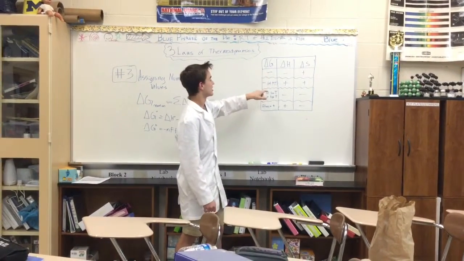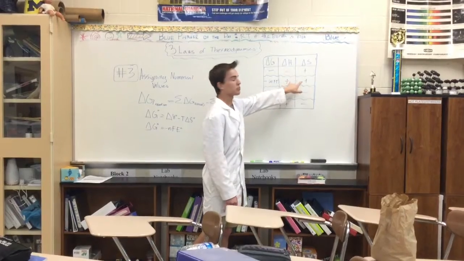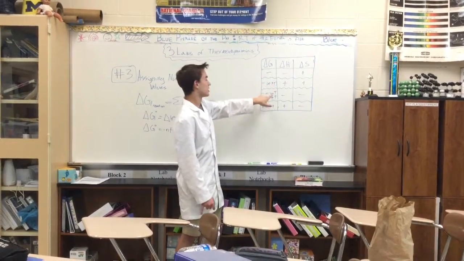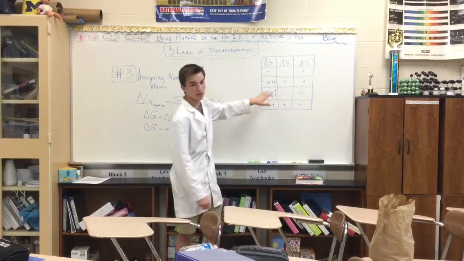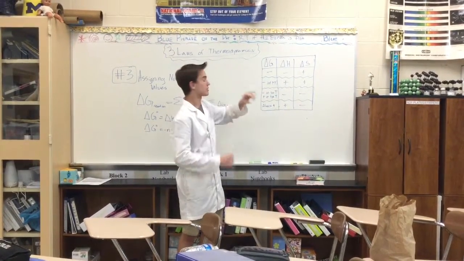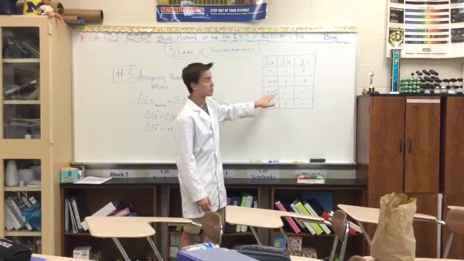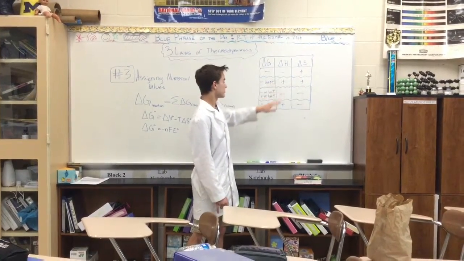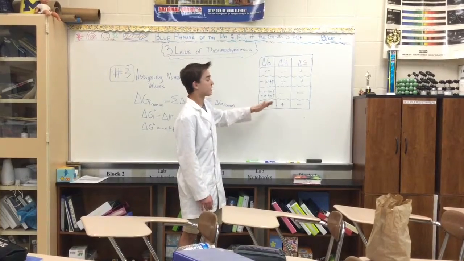As you go down, when you get both positive, that means delta G will be negative at high temperatures, and when both are negative, it's favorable at low temperatures, but as you get a higher temperature, you get a positive. So it's unfavorable at high temperatures, but favorable at low temperatures. And when you have the reverse of the top one, then it's always positive and it never wants to happen.